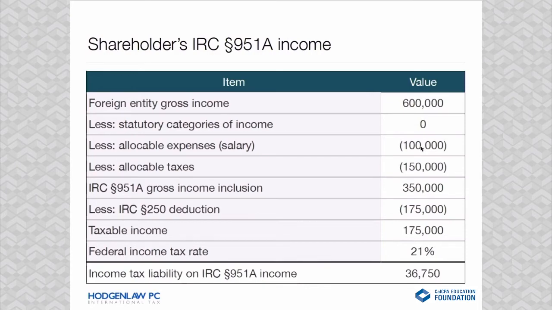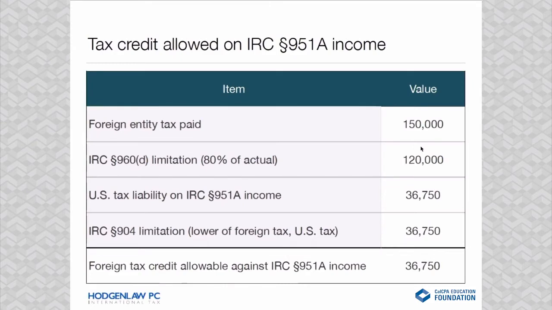$36,750. So compare that in your brain with $129,500 and ask yourself, what would you rather have? I know what I would like. I would like this. And then let's look at the foreign tax credit.